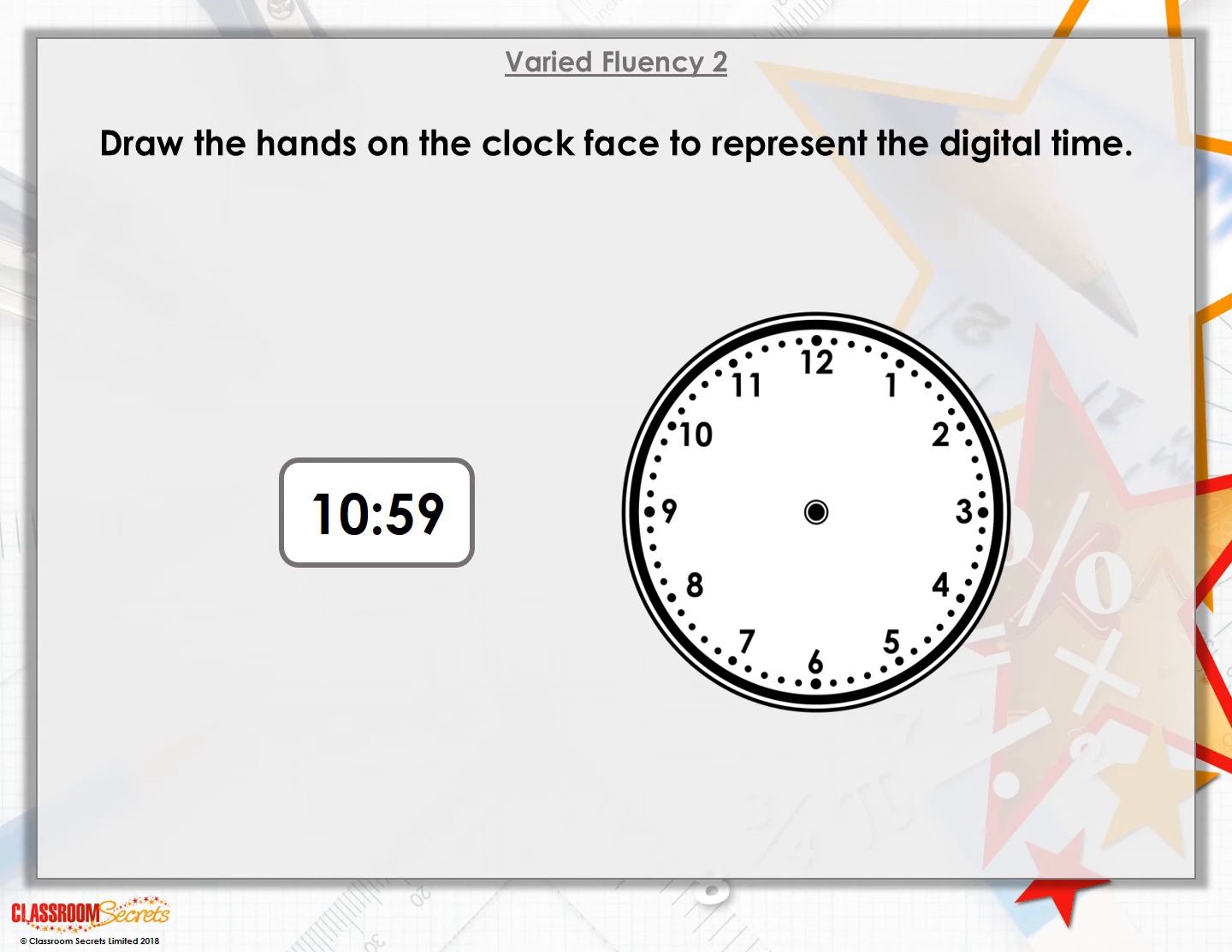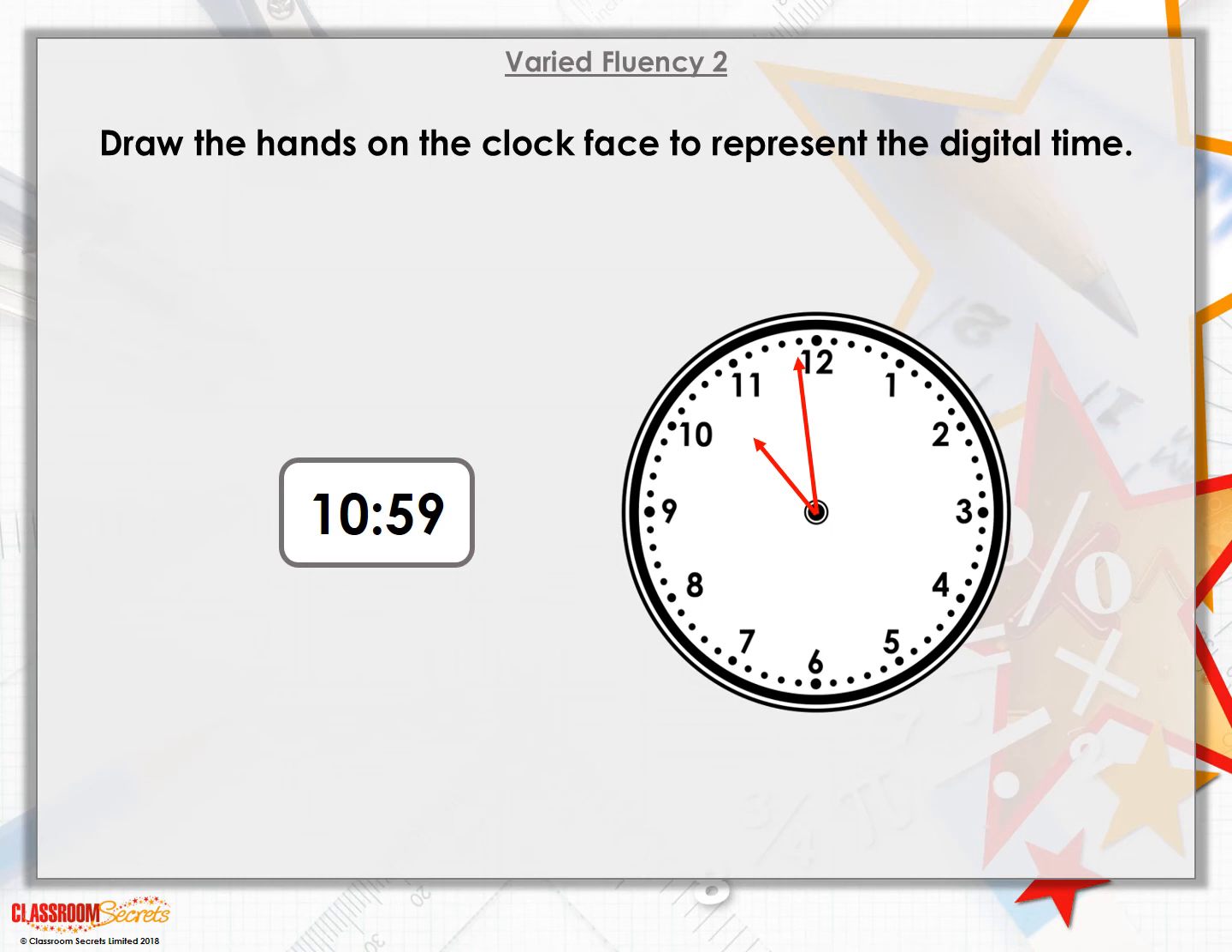Your final go at this, okay, 10:59, okay? Again, we've already talked about this lesson, how many minutes are in an hour, so think very carefully about where your minute hand is going to go, okay? And that should make it easier to see and to show me this time on an analog clock. Pause the video again if you need to.